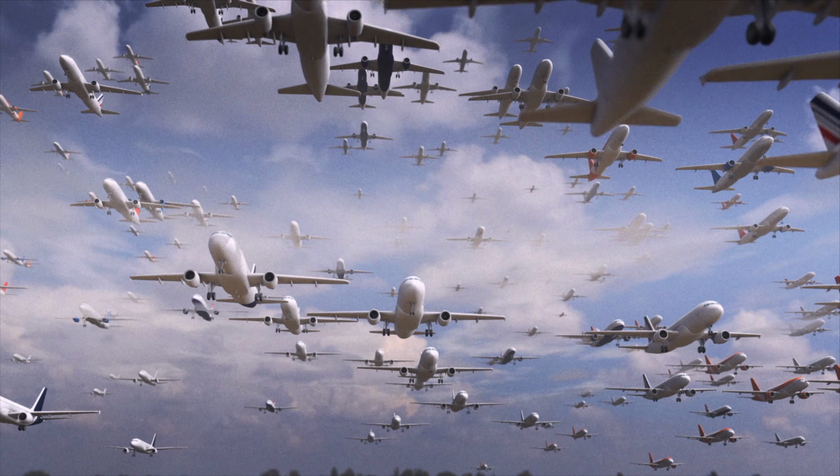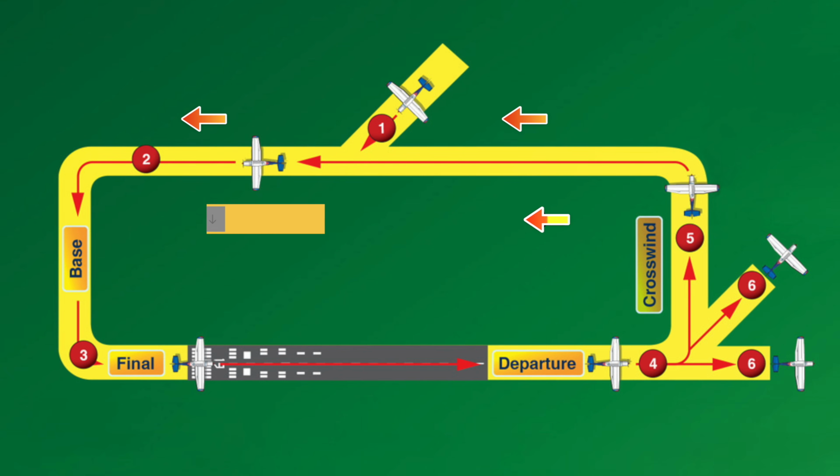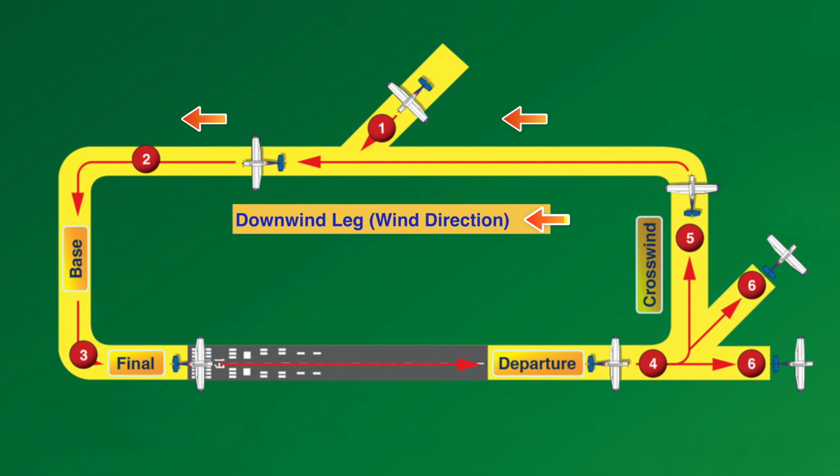So let me show you a traffic pattern so you'll understand exactly what this looks like. Now pay attention to 3 things. This traffic pattern is always at a set altitude. That's number 1. Number 2, notice that all of the planes in this traffic pattern are making left turns. And that means that this is a left-hand traffic pattern. Number 3, notice that each turn is labeled as a leg. There's a base leg, there's a final approach leg, there's a departure leg, there's a crosswind leg, and there is a downwind leg, which is basically at the same direction that the wind is blowing.